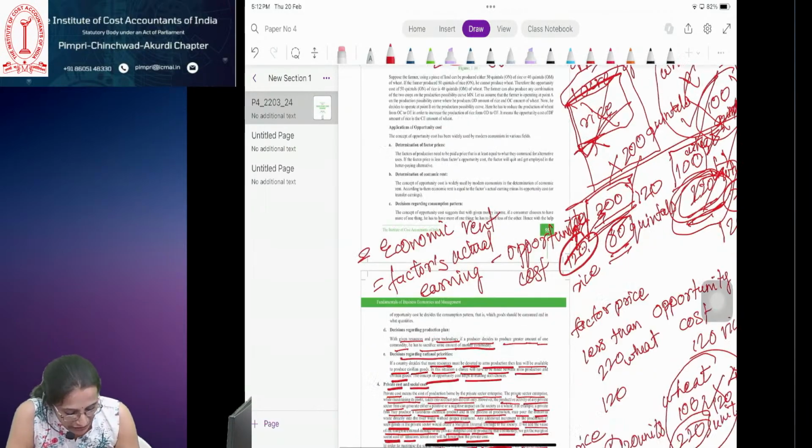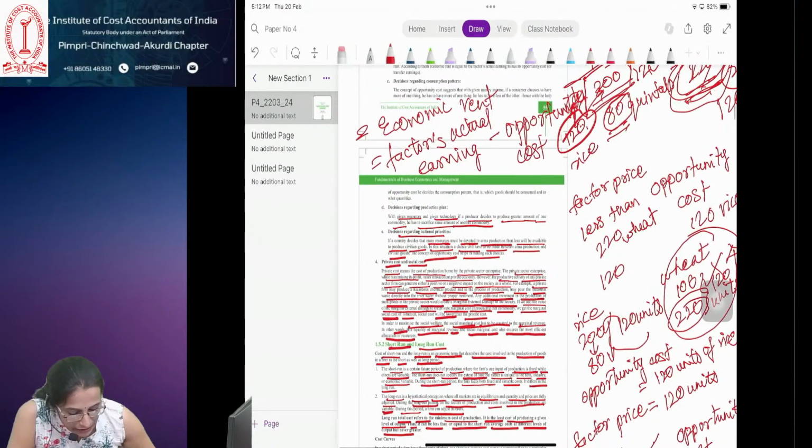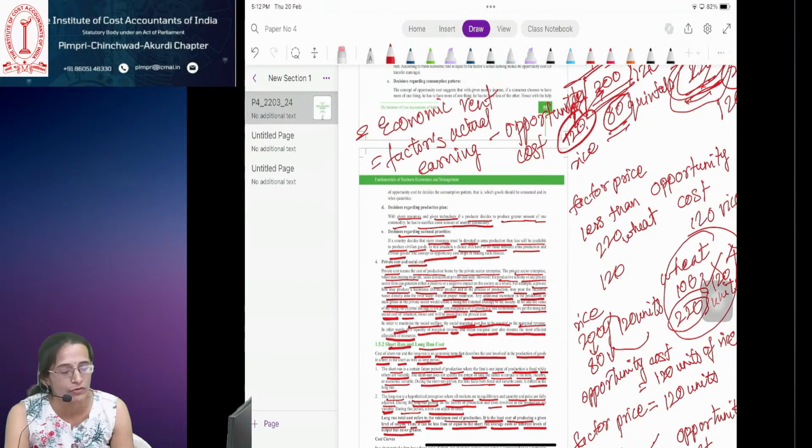See, they are saying here, decisions regarding production plan. With the given resources and technology, if a producer decides to produce a greater amount of one commodity, he has to sacrifice another commodity. We saw in case of rice and wheat, right? On 1 acre of land, if I increase the rice production, I have to reduce the production of wheat.